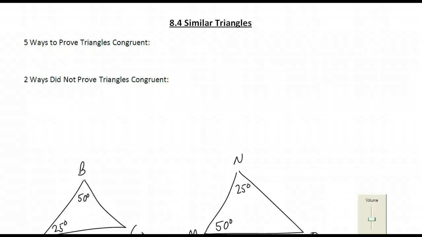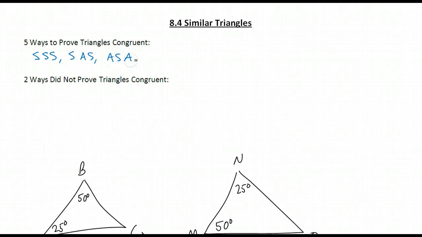In section 8.4, we're going to look at similar triangles. Before we talk about similar triangles, I want to review the ways we proved triangles congruent. There were 5 ways we studied to prove triangles congruent, and they were side, side, side; side, angle, side; angle, side, angle; angle, angle, side; and hypotenuse, leg.